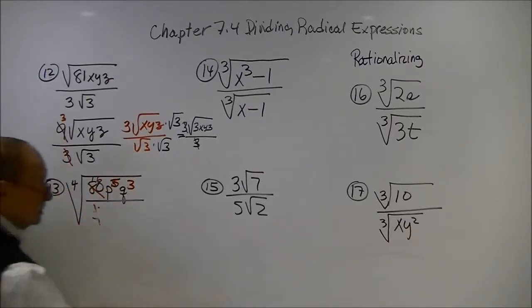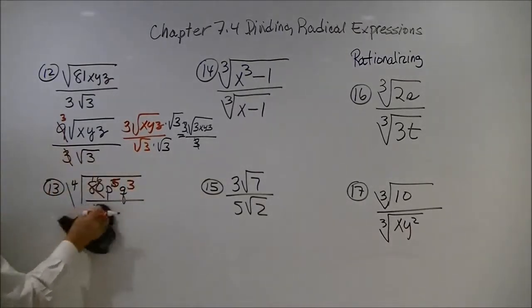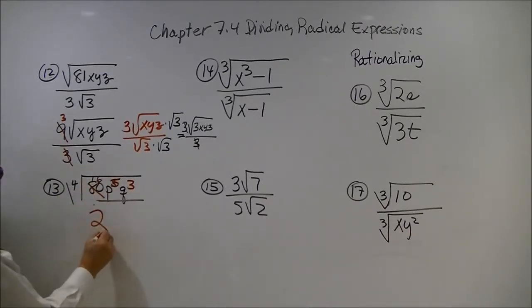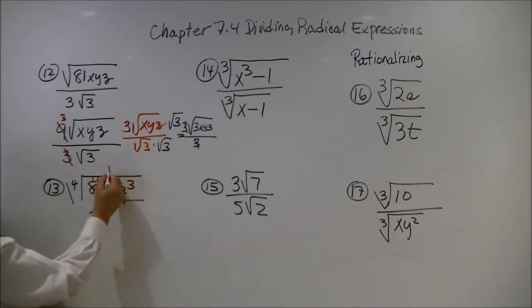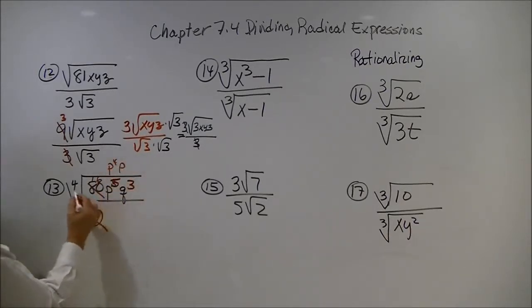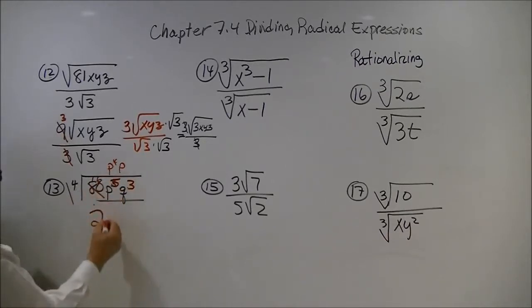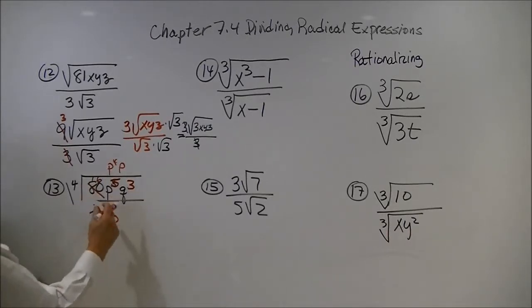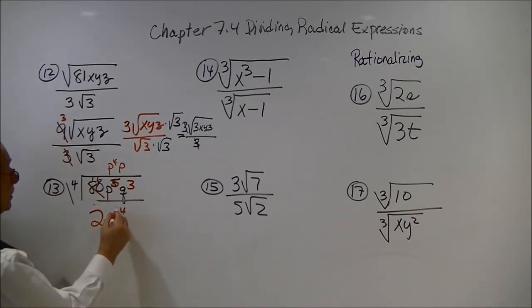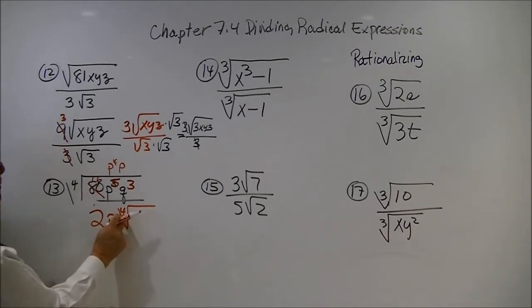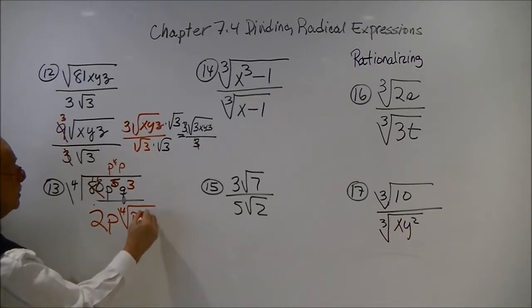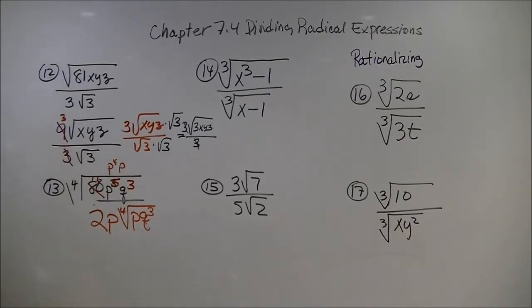So now we have this. Well, the 4th root of 16 is 2, and p to the 5th, I can change to p to the 4th times p, so I take out one of those. The p to the 4th becomes a p outside the radical sign, and then under the radical sign, with the index number 4, I have a p and a q to the third. And that's your answer, and that's simplified.